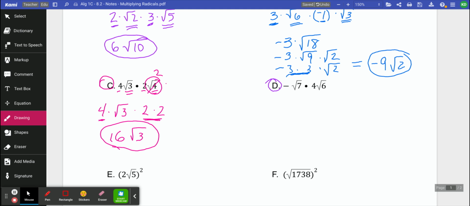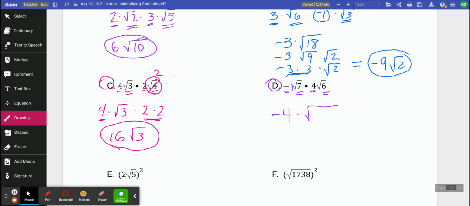All right, moving on to example D. Again, we have a negative outside our first radical here. So I'm just going to think negative times 4. Negative 1 times 4 is negative 4. And then for my radical parts, I have radical 7 times radical 6. So that's going to be 7 times 6.